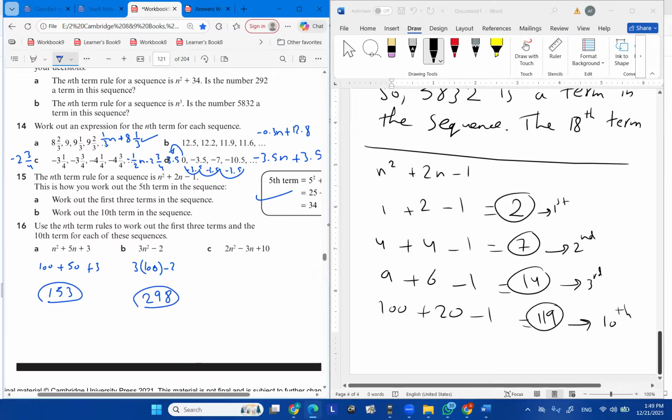Here is 10 squared. You have 2 multiplied by 100, Mister. Minus 3 times 10, 30, plus 10. 2 times 100, Mister, is 200. Minus 30, plus 10. Equals 200 minus 30 is going to give you 170. 170 plus 10 is 180.